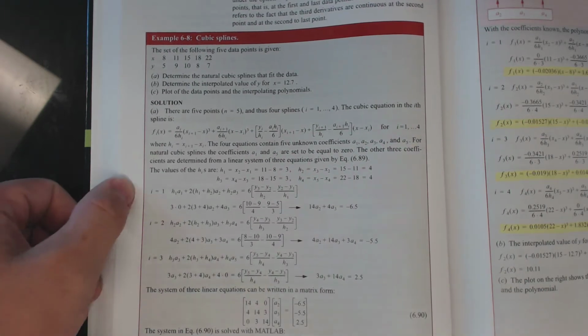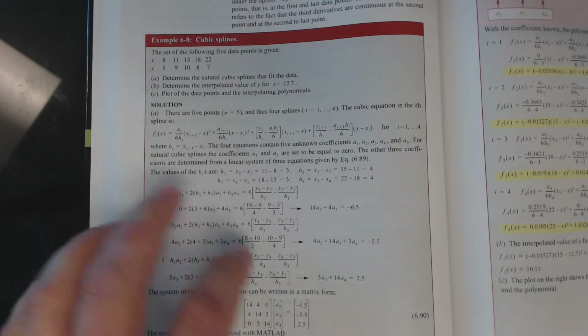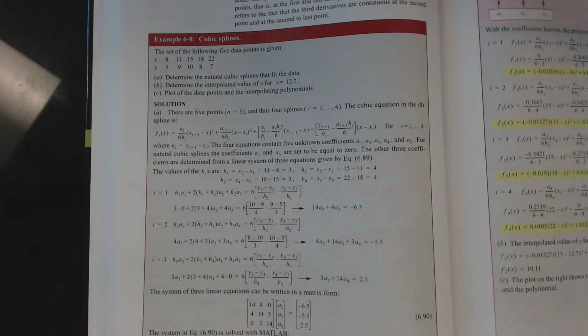Then all of these equations, i equals 1, i equals 2, i equals 3, which is curious, first of all, there's only 3 equations, are determined, again, by the setup 6.89 on the previous page. There are 5 data points. You'd expect there to be 4 equations, right? But there's only 3 required to determine all of our unknown a constants.